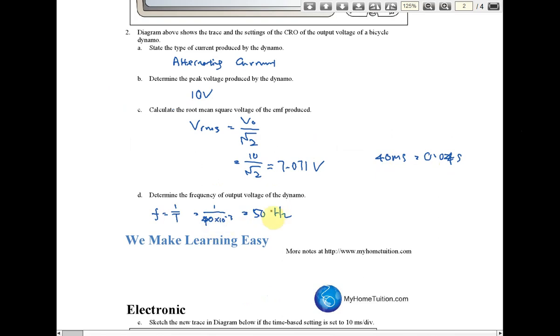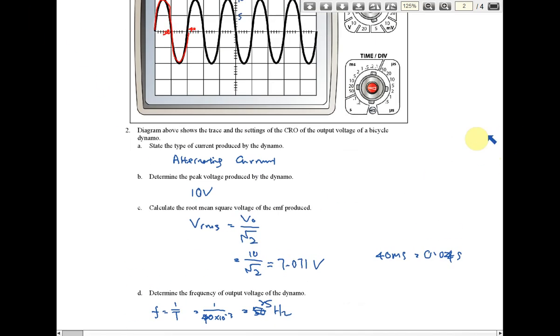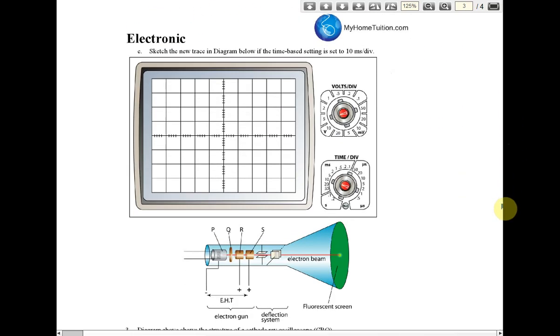So it's 40, then it's 25 hertz. I'm sorry, I made a mistake, because 20 is just the setting of the time base. So 40 milliseconds is the period, 20, 40, 40 milliseconds. So this one, 40 milliseconds for one complete oscillation.